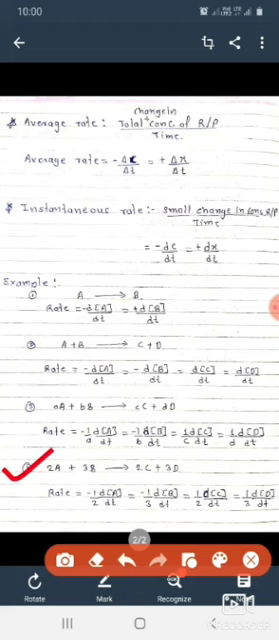Last example: 2 moles of A plus 3 moles of B to give 2 moles of C plus 3 moles of D. So write down the rate of this reaction. It is similar to the previous example.